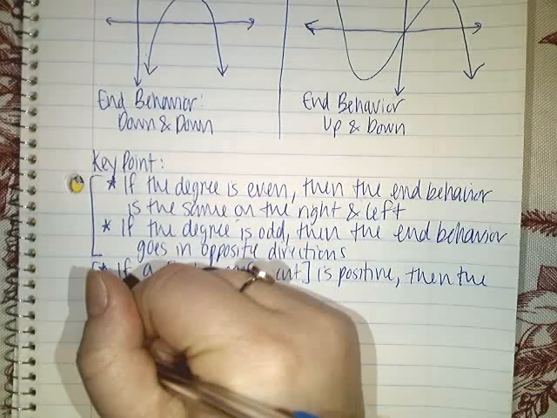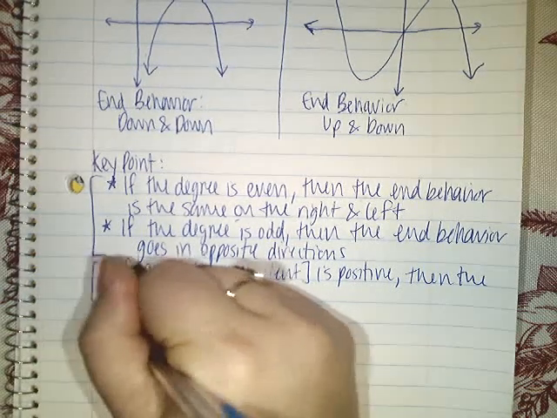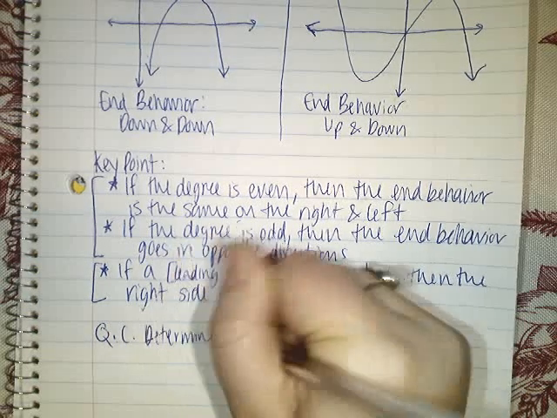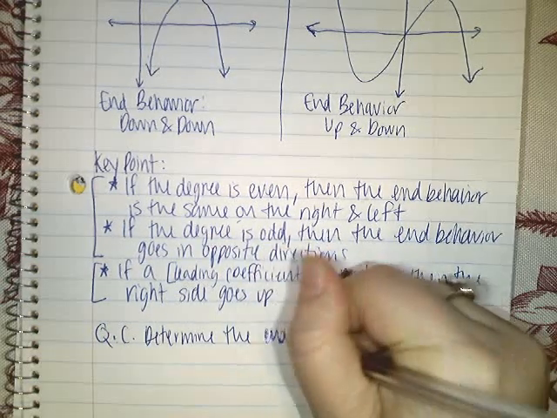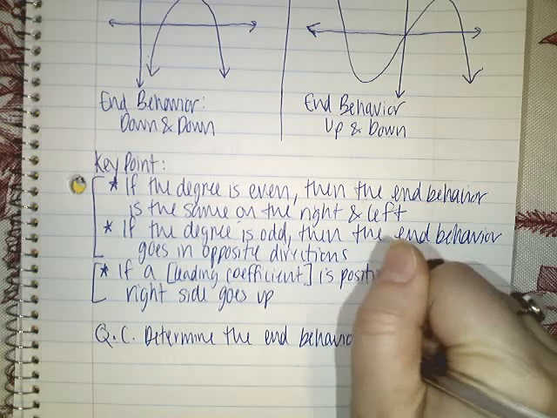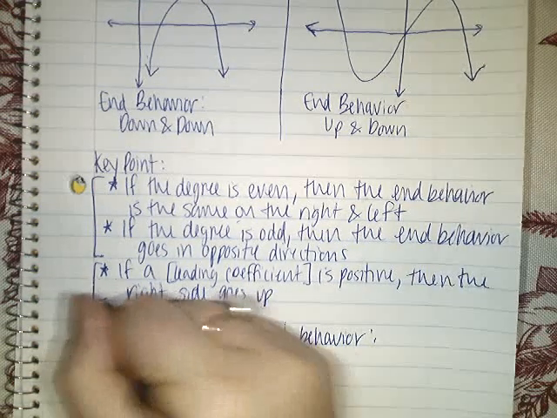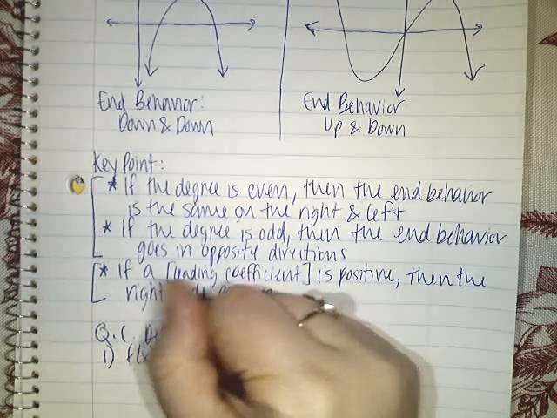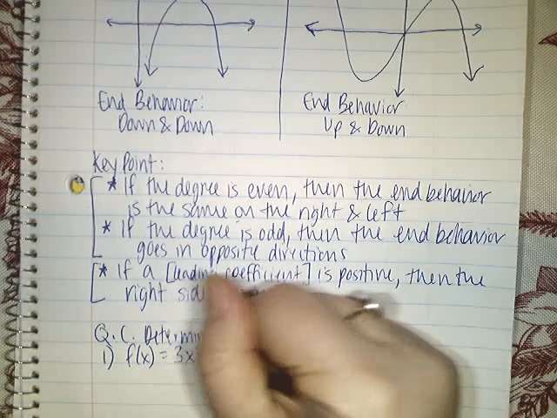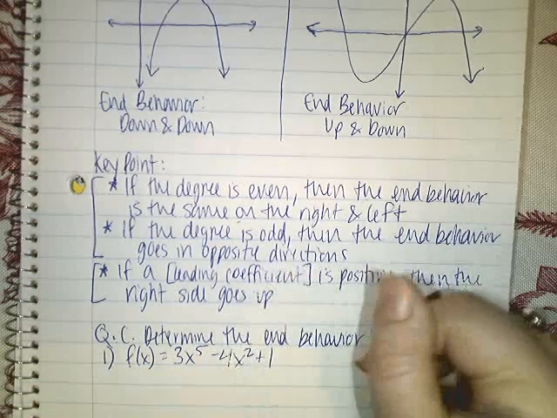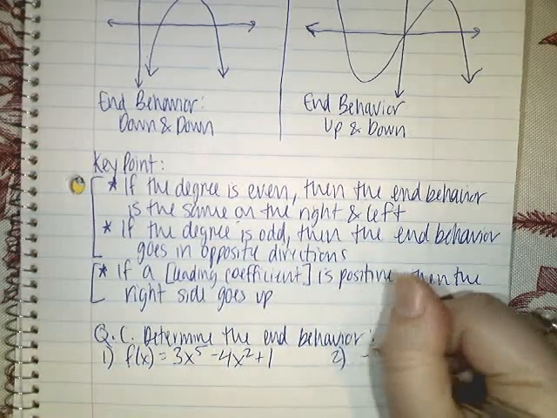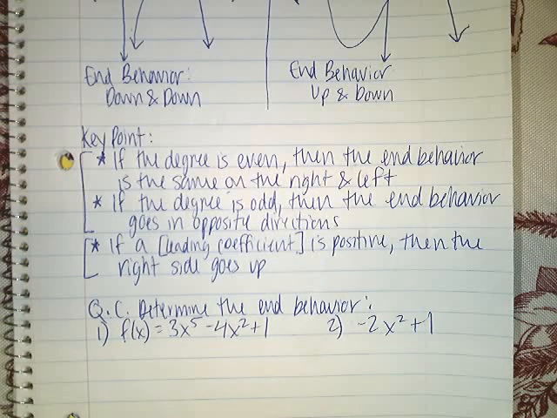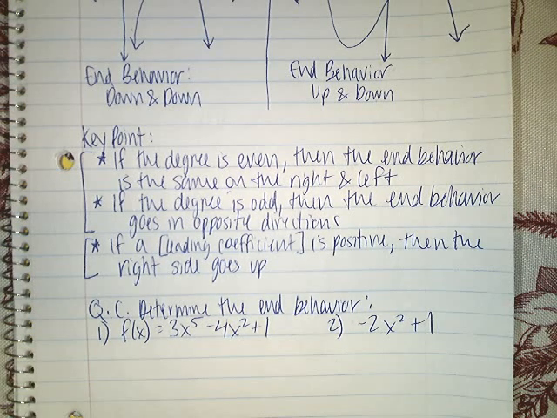So we're going to end with some quick checks, and then we'll be done for today. I want you to determine the end behavior of the following polynomial functions. Our first one is f of x equals 3x to the 5th minus 4x squared plus 1. And our second one is negative 2x squared plus 1. So pause it, try it on your own right now. I'm going to go over it.